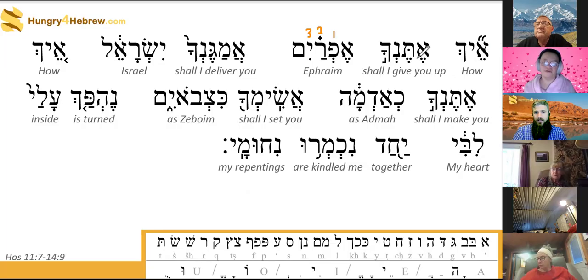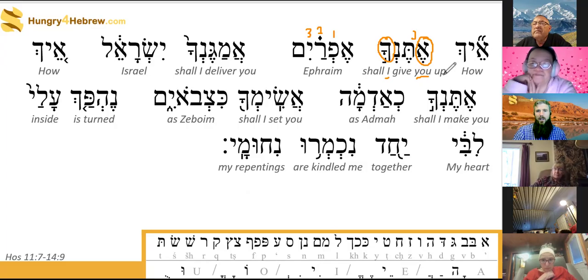And ech etencha. Is this a yiktol? Aleph yiktol. Yeah. I will, right? I give. And will give. And then the cha is you. So we've got a strong dagesh Noon, alluding to a missing noon. This is the root natan. I give you. I will give you. How will I give you up, Ephraim?